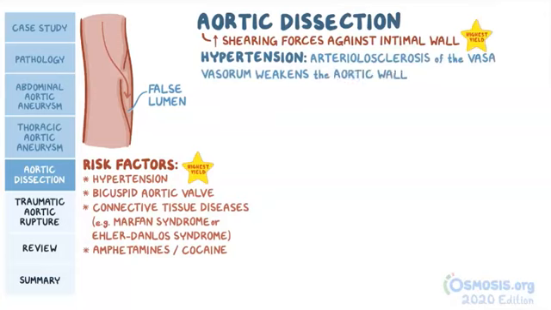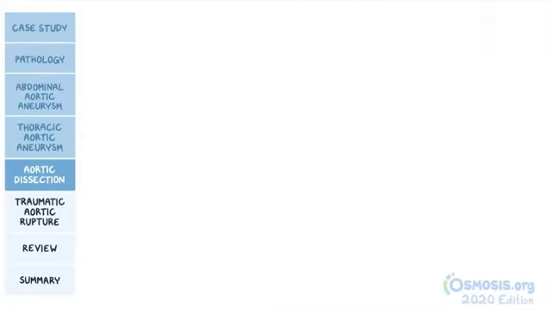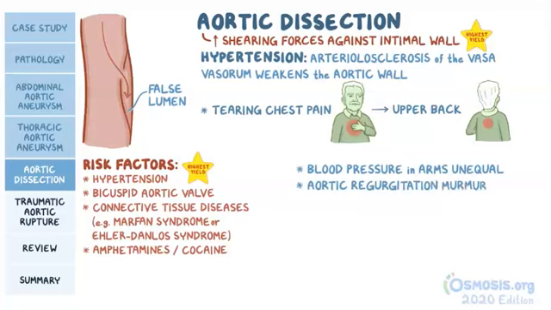Aortic dissection classically presents with sudden onset tearing chest pain that radiates to the upper back, between the scapula. On physical exam, the blood pressure in both arms may be unequal, and an aortic regurgitation murmur may be heard.